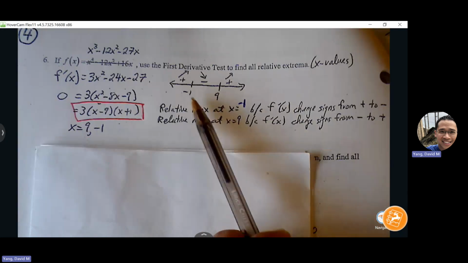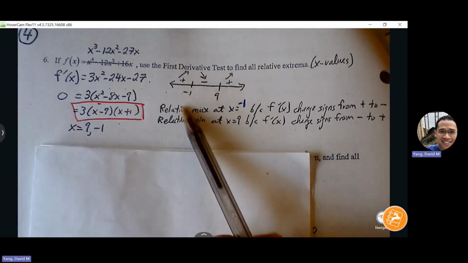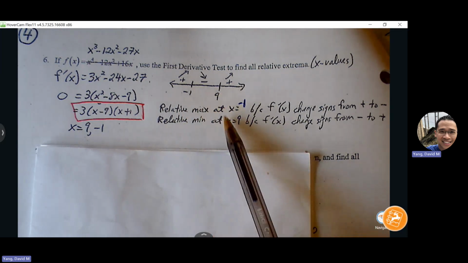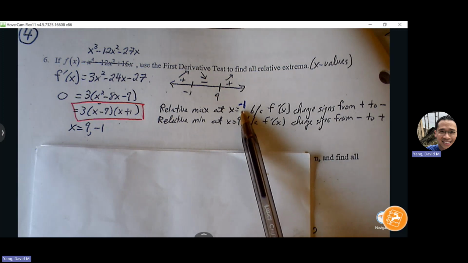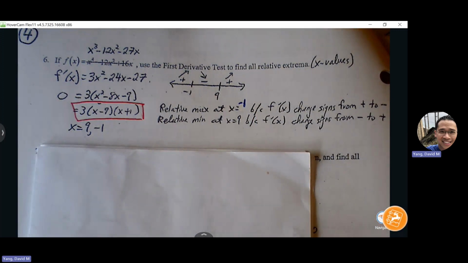So we see that there is a relative maximum at x equals -1. Sorry, my key shows x equals 1. It should say -1. And make sure that you are writing out your because statements.